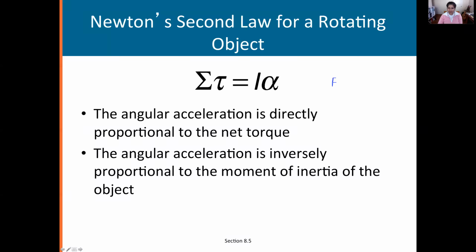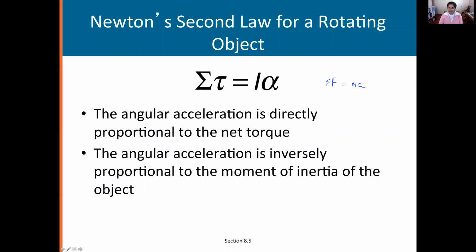You can write it as F net, or you can put a summation sign, which means the net external force, equals m into a. This is Newton's second law, right? And analogous to this is the torque. Analogous to acceleration is the alpha. Remember, we've seen this before. And analogous to the mass is the moment of inertia, okay?